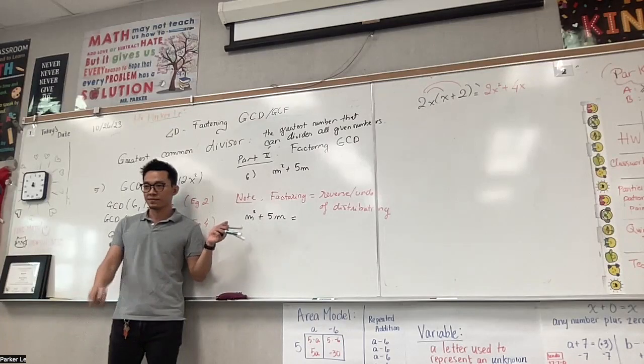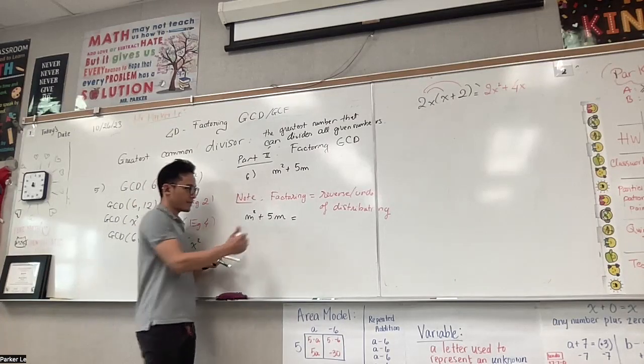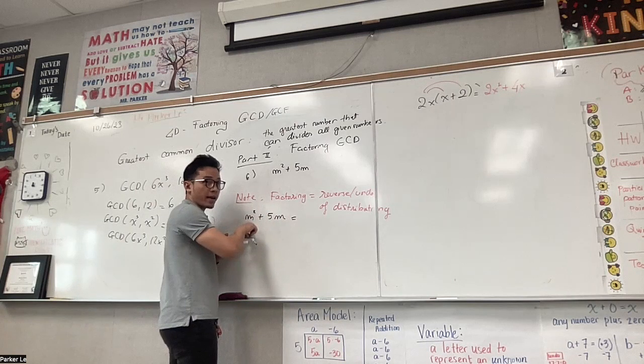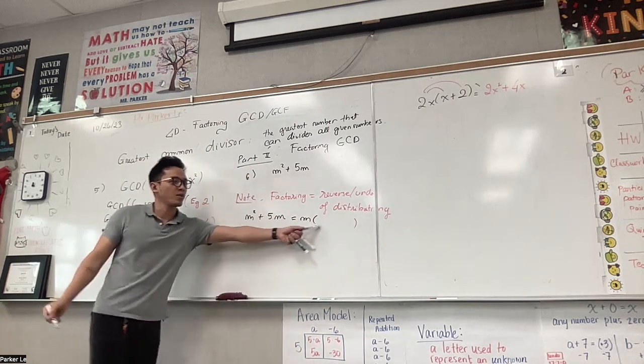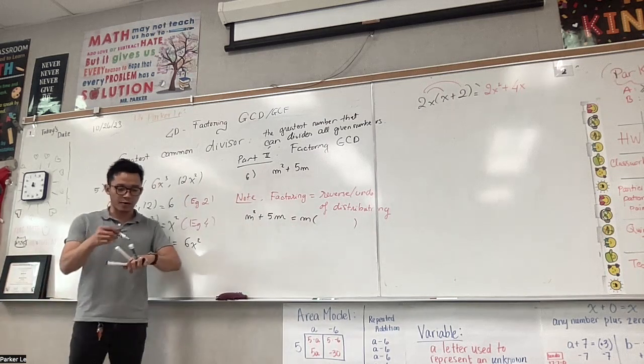How about the letter m? The GCD of m squared and m is m, right? Now you need to figure out what we have left inside. This is a common mistake right here.